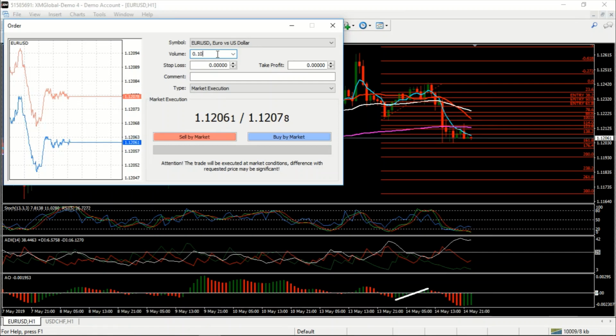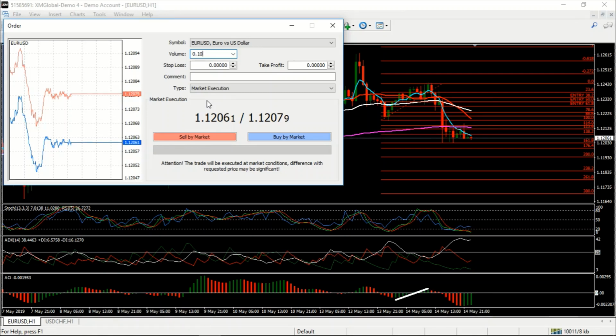As you can see, I've selected 0.10 lots, and now I will select sell by market. Everything on this tab we will leave the same. The only thing that we will change is our volume, or our lot size, to 0.10 lots. The type of order we'll be opening is a market execution order, no other order, as we only focus on market execution orders, which means that as we enter the market, the trade will start running immediately from the current price where the market is at.